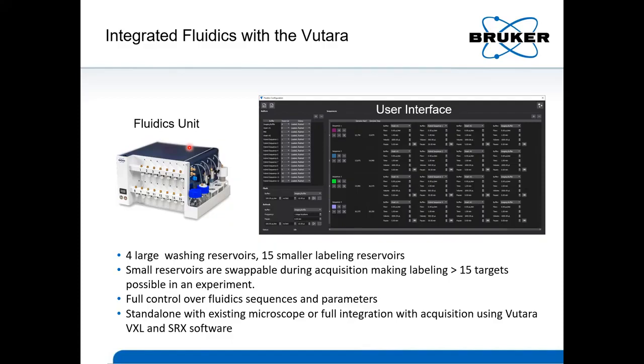The user interface is intuitive and gives the experimenter full control over fluidic sequences and parameters. The unit can be used as a standalone with an existing microscope or fully integrated into the acquisition process using a Vutara microscope and SRX software.